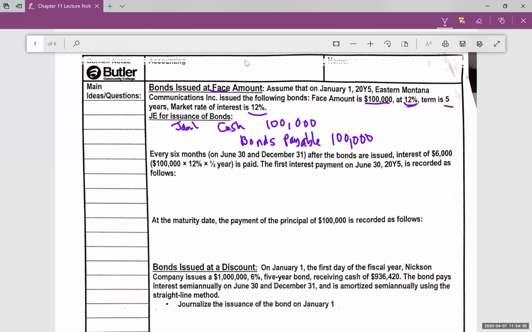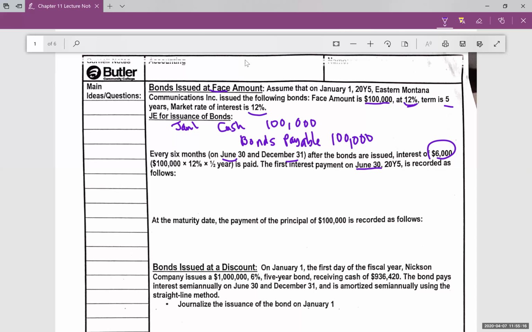Now, let's record every 6 months for this same thing on June 30th, December 31st. There's an interest payment of $6,000 that is paid. So we're going to journalize the first interest payment for June 30th. Now, mind you, June 30th, December 31st, they'll be identical. And how did they get the $6,000? They took the $100,000 base value times the 12% annual interest rate, and then they took it times a half a year because the payments are twice a year. You could also think of that as either take it times a half or divide by 2. You'll see me do it both ways.